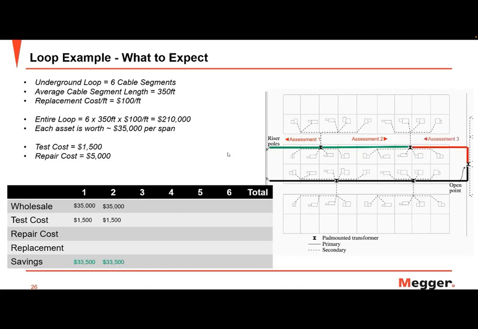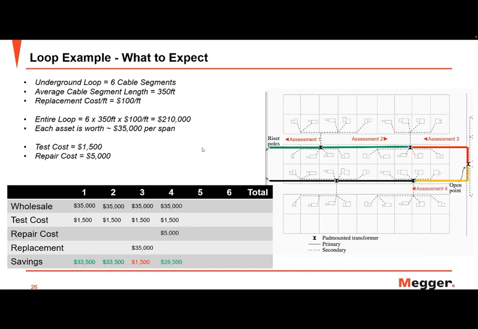Now, in contrast, the third test, we see here it's in red. There's so many issues mid-span that this cable should most likely be replaced. And as we look at the table, we can see assessment 3. Typically to replace it is $35,000. However, we did test it and we've got to replace it. That means we're negative $1,500 on this test right now if we're comparing to wholesale replacement.